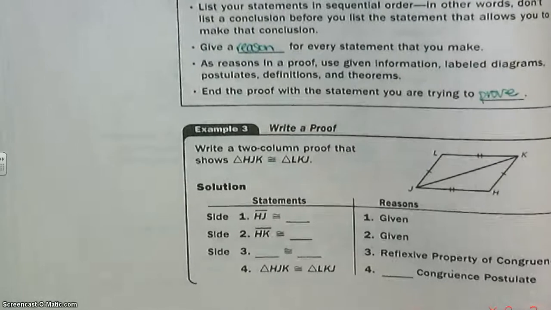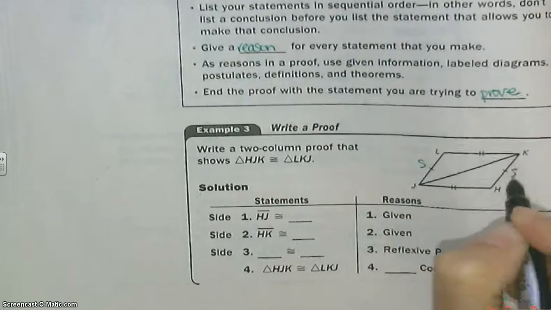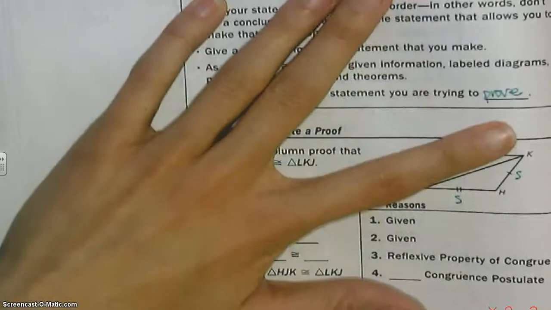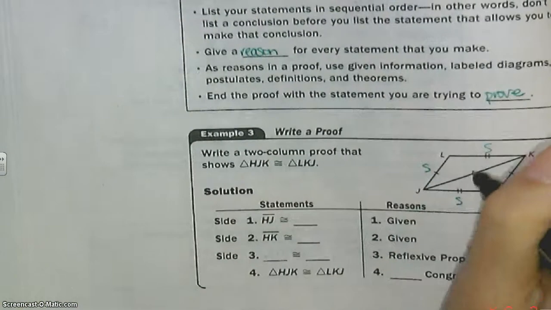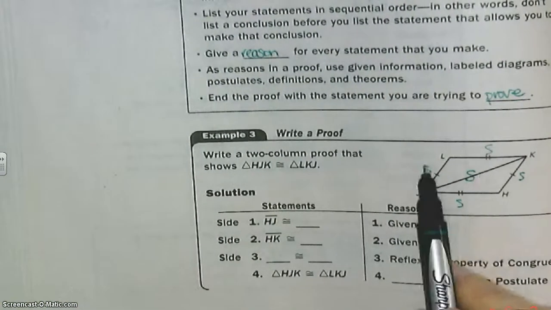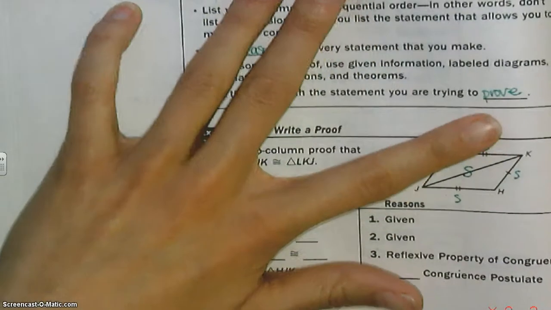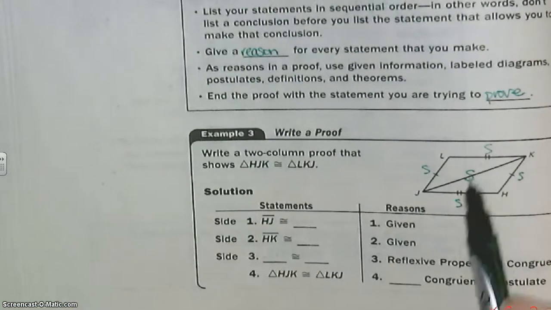We need to prove that these two triangles are congruent. Well, here's a side. Here's a side. So each triangle has two S's so far. And oh, they're sharing a side. So what am I going to use here? I'm going to use side, side, side. Because look, each triangle has SSS. So now I need to list each side.